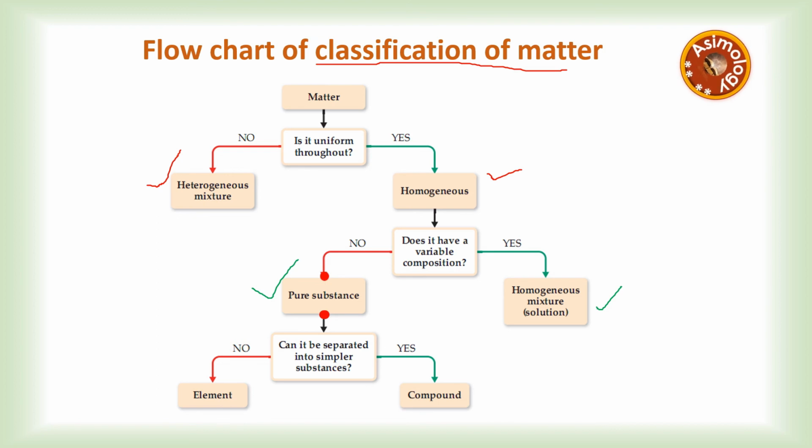A substance that cannot be separated into simpler substances is called an element, for example hydrogen, oxygen. If a substance is separable into simpler substances, like water can be separated into its constituent elements, hydrogen and oxygen, such type of matter is called a compound.